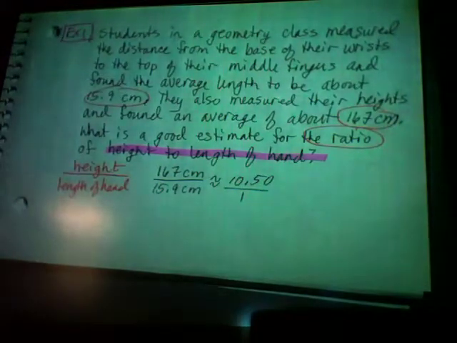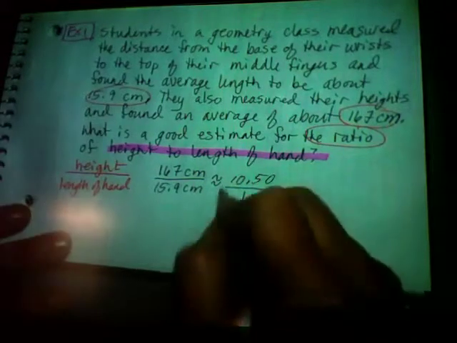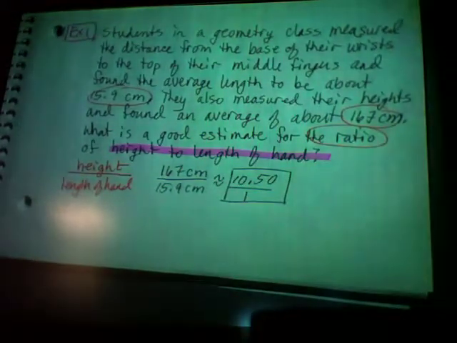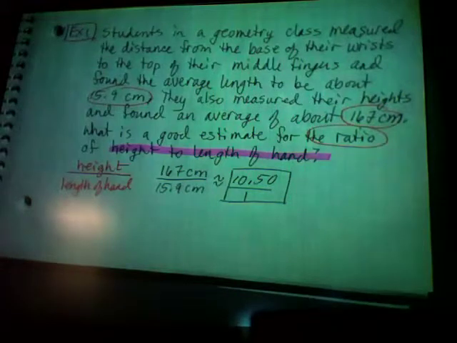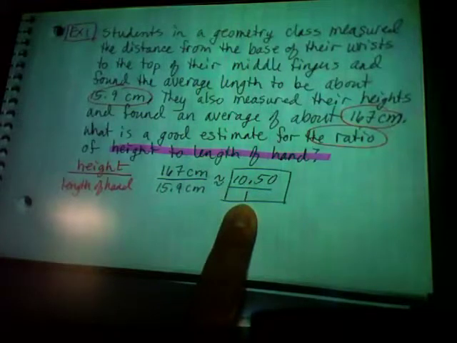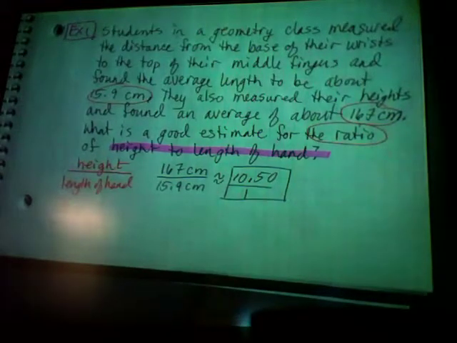If they ask you to write the ratio, that's the only time you're going to write a fraction that would have a denominator of 1. You're not always going to have 1 in the denominator of your problems. It depends on how they're asking it. So the ratio of height to length of hand is 10.5 to 1. So maybe for every centimeter on your hand, you would have 10.5 centimeters of height. That's what that's saying. Okay? All right, so can I flip that?